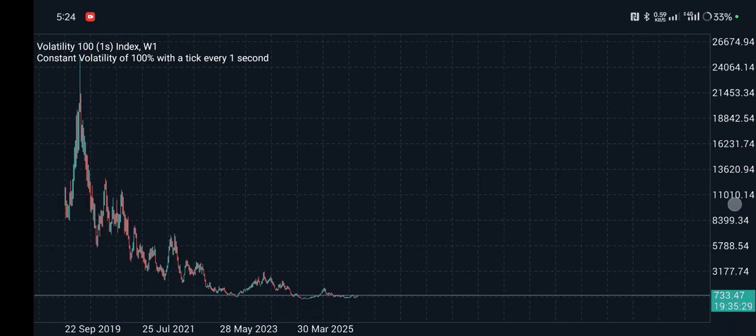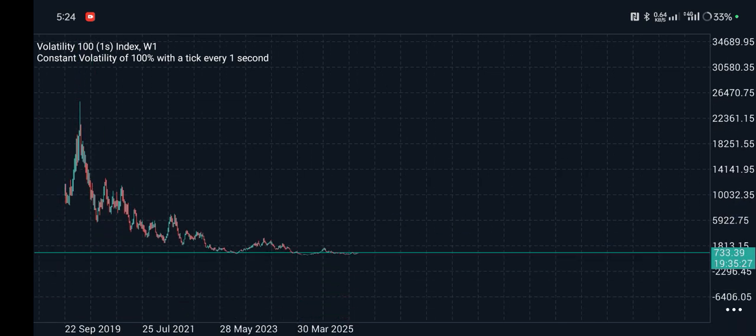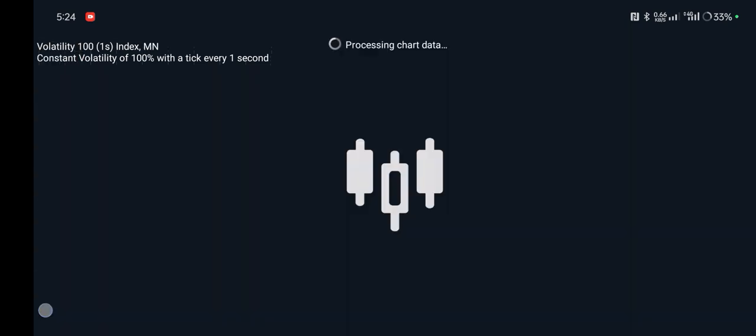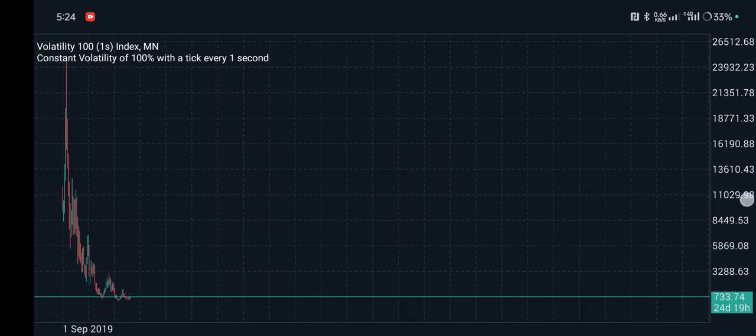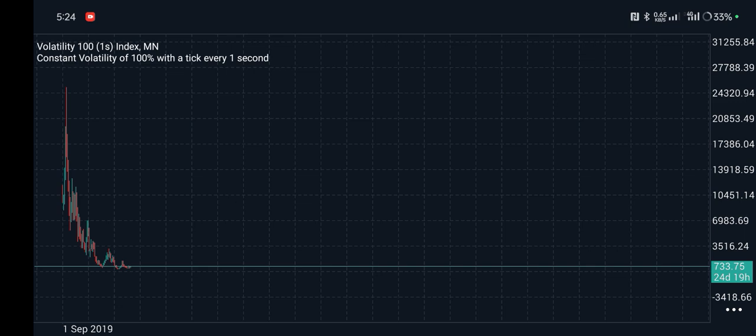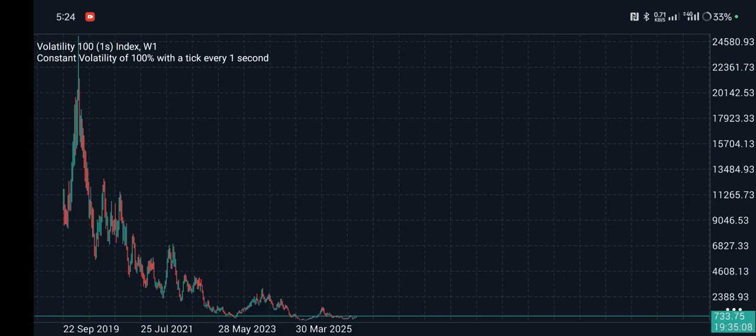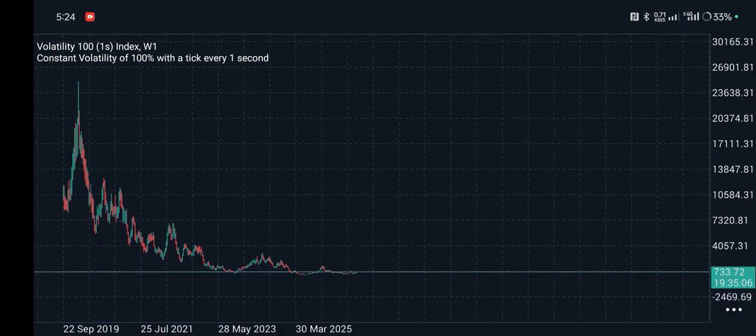Okay, now you can see this is the weekly, and it's showing me the totality of the market. The monthly too is showing me the totality of the market. So you have to start analyzing the chart from the time frame that gives you the general view of it. And this is a perfect example. So now we have the Volatility 101s weekly chart giving us the totality of the market.